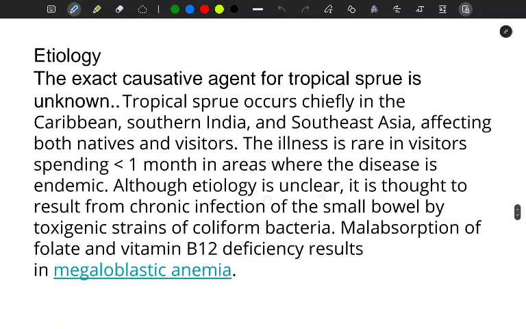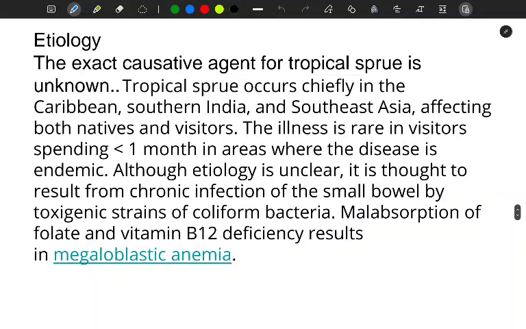The exact causative agent of tropical sprue is unknown. It's more common in the Caribbean, South India, and Southeast Asia, affecting both natives and visitors who live there for more than 3 months. The illness is rare in visitors staying less than a month where the disease is endemic. Although the etiology is unclear, chronic infection with toxigenic organisms is maybe the most acceptable theory.